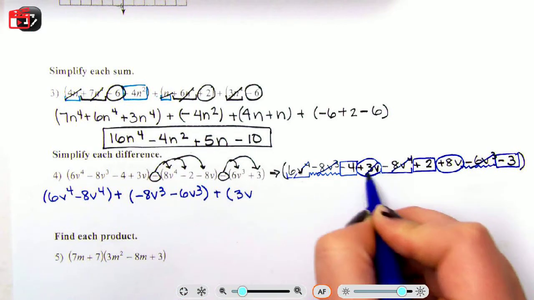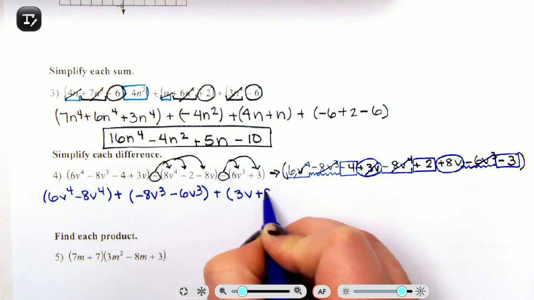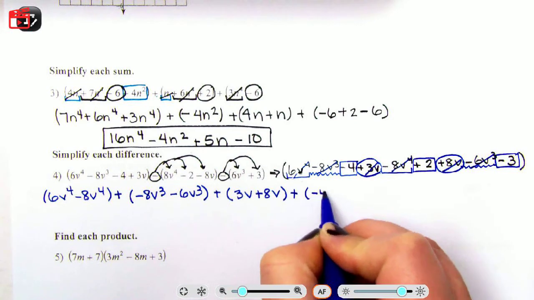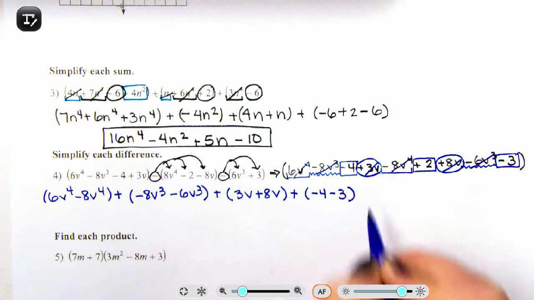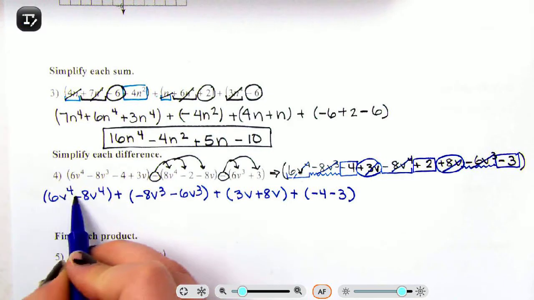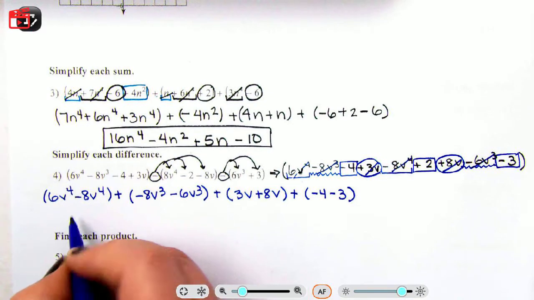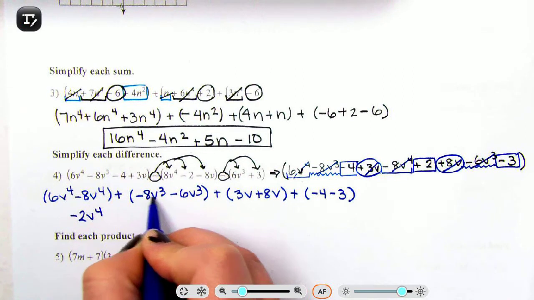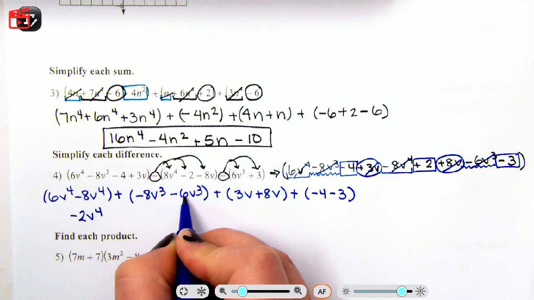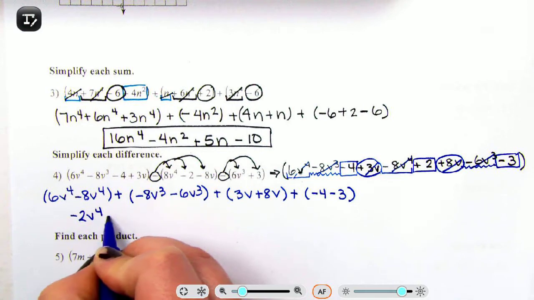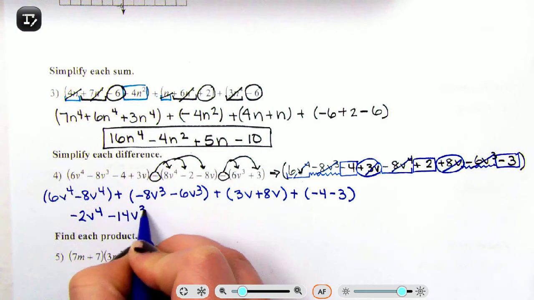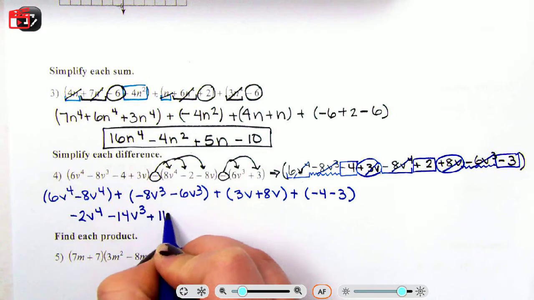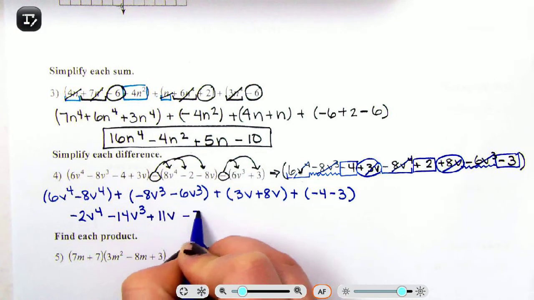Then we have 3v and 8v. And then left over, I have a -4 and a -3. So again, I'm going to combine them. 6 minus 8 is -2v to the fourth. Negative v cubed minus, so that we're adding, so that's 12, 13, 14 negative v cubed. 8, 9, 10, 11, that's positive 11v, and this is -7.